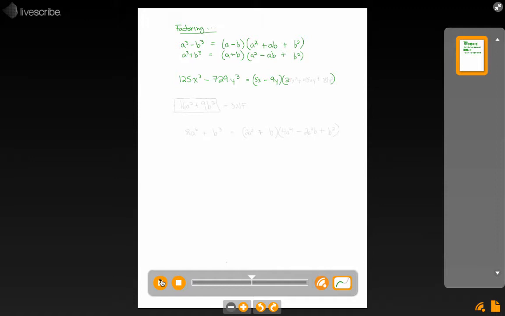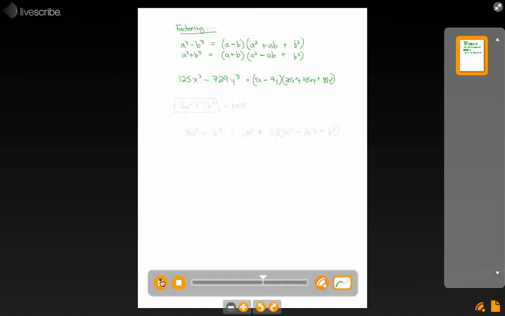If I square the first term, I'm going to get 25x squared. If I square the second term, I get 81y squared. The middle term is just the two things multiplied together, so 5x times 9y is 45xy, and that would be good factoring for the difference of cubes.